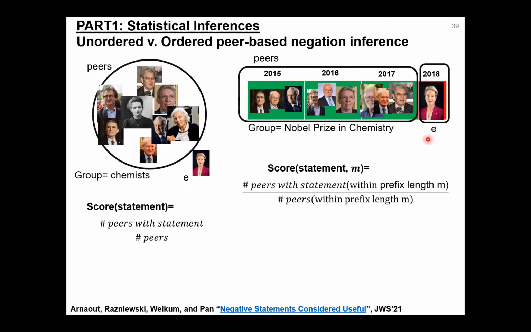And then I'm retaining the maximum score, which would be my final score. So let's go through this with a more specific example. Say my candidate statement is that she's not a citizen of the UK. And now I need to score this using the previous method and using the new method. For the previous method, it would be something as simple as two people in this group, or 2 chemists, are citizens of the UK out of 8. So that's 25% saliency for this statement for my entity.